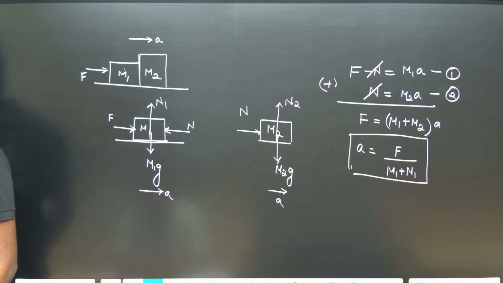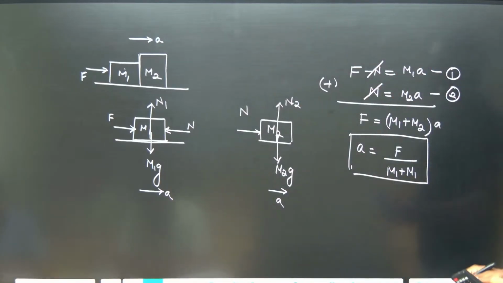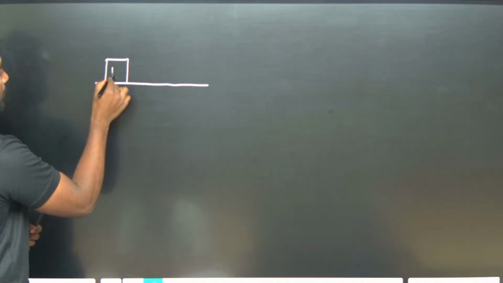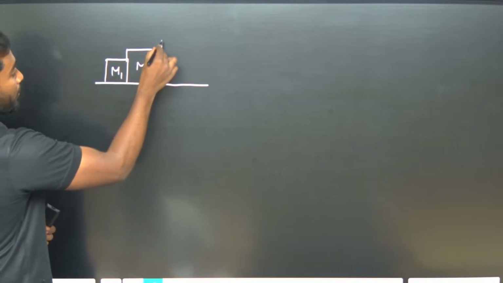Completed. We'll go for the next one. Done, right? So when I consider a block of 3 or 4, we'll see what will be the acceleration for that. Yes. So let me take up blocks M1, then M2, then M3.